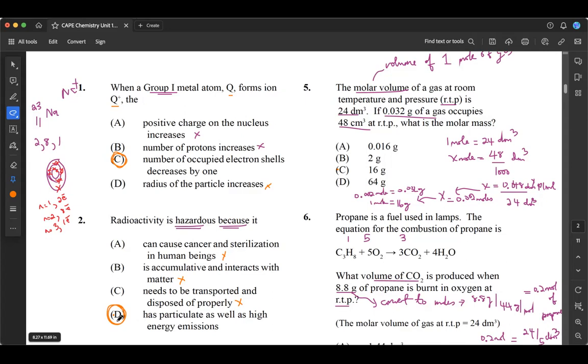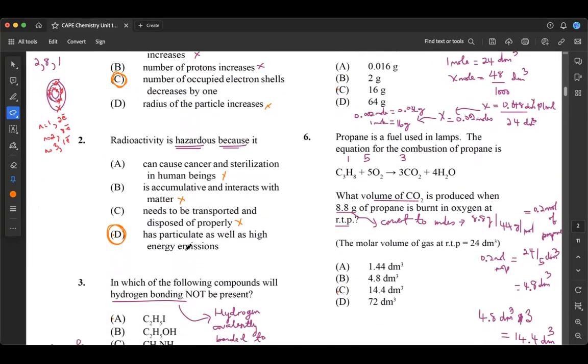If something has particles that it can give off, which radioisotopes or things that are radioactive do, and they also have these high energy emissions, like your gamma rays, right? That comes out of a radioactive decay. That's a high energy emission, and that's hazardous for us, okay? So it's because radioactive particles have these particulates as well as high energy emissions that causes them to be hazardous, right? All right. So moving along to 3 now.